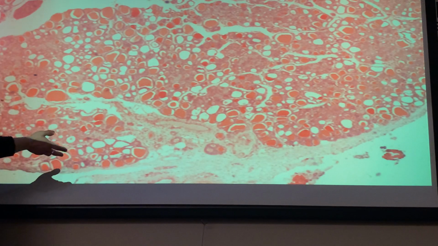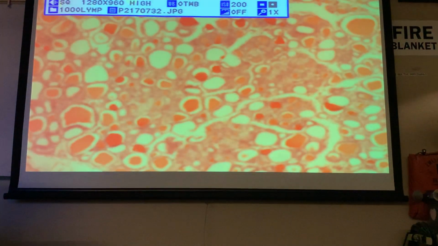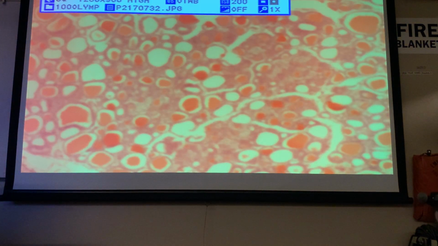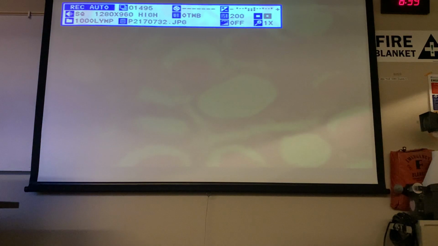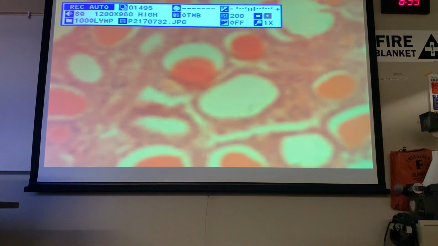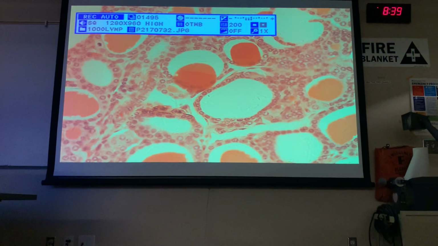So what I'm going to do is magnify this. It's at 4x right now. I'm going to take it up to 10x and focus it. Then we still need to take it up higher to see the cells. Now I'm going to take it up to 40x. 40x will be the highest that we go. I'm not going to use 100x because we have to use oil at 100x.